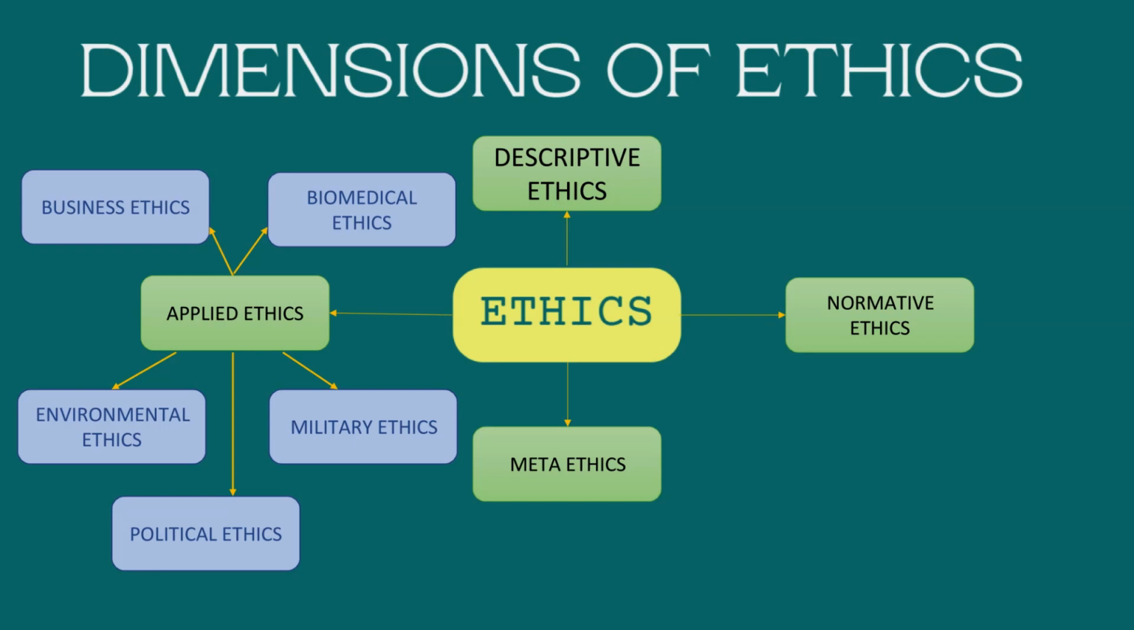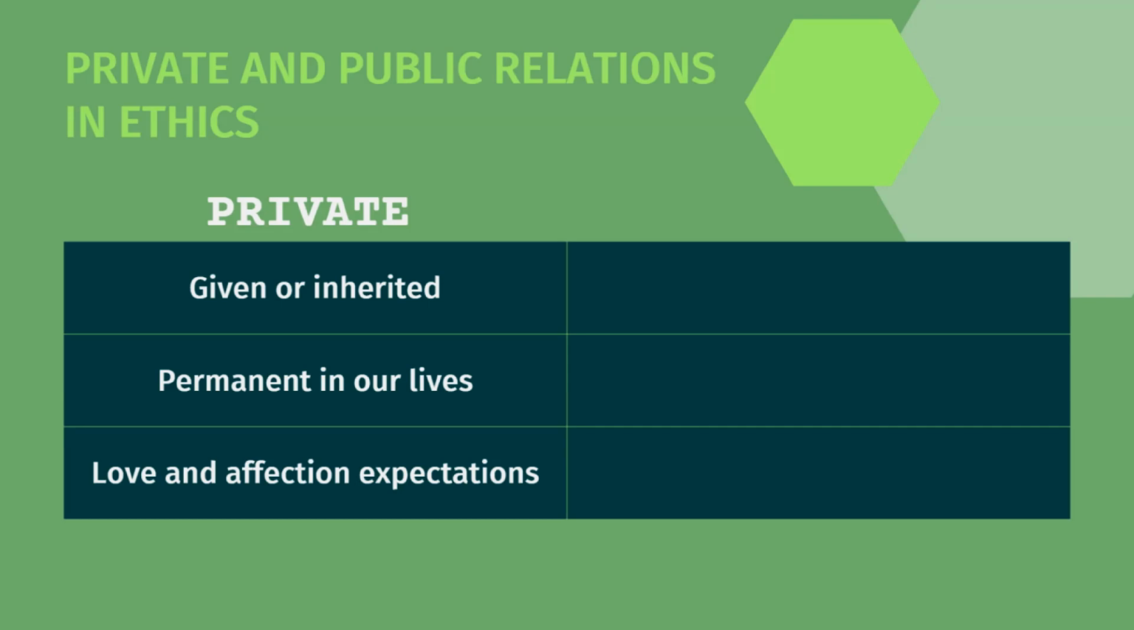Now we know that studying ethics and understanding the dimensions influences our personal and public relations. So what are private relations? What are public relations? Private relationships are often given, like our life partner or friends, or inherited, like our parents. And these are often permanent in our lives. Private relationships are unquestionably personal. They usually have a higher tolerance for flaws and are overflowing with love and affection expectations.